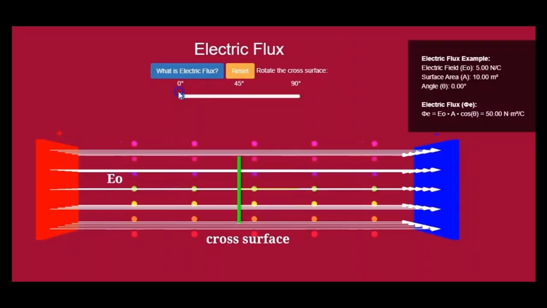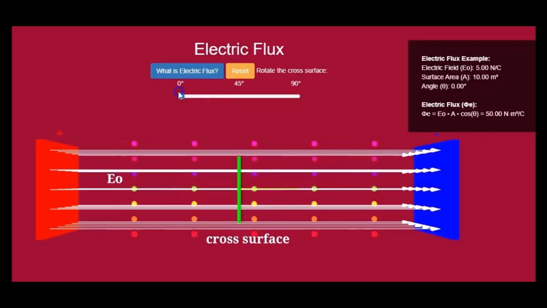And these are passing through the planar surface that is shown in this green line. This is a planar surface, and you have to focus on this arrow which will be changing the orientation of the planar surface, that the angle will be changed from 0 to 45 and 45 to 90. Therefore you have to observe the electric flux.